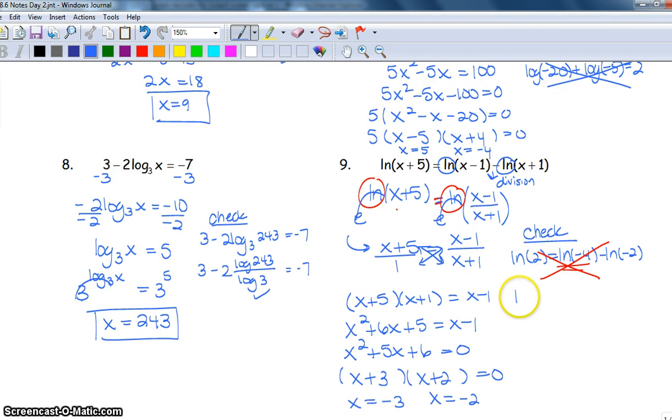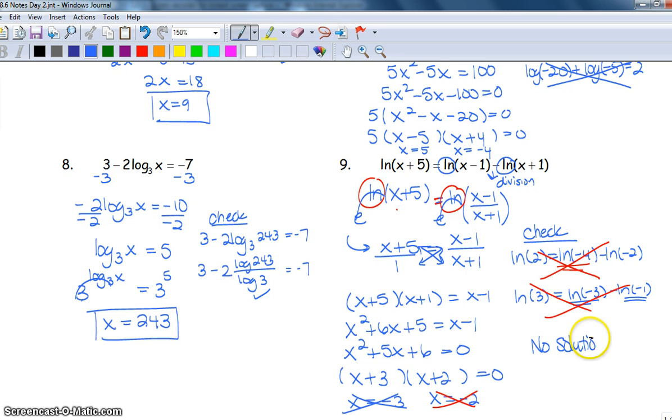We move on to our next possibility. We plug in negative 2, that gives me the natural log of 3 equals natural log of negative 3 minus natural log of negative 1. Once again, we've got these negatives with our natural logs, which means they're not going to work, which means that one doesn't work either, which means there's no solution. So both possibilities didn't work. And we're done.